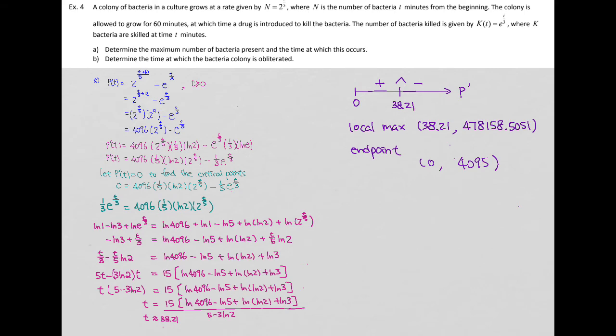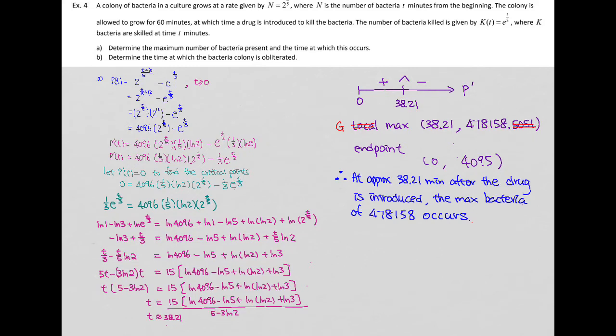Since we're talking about the number of bacteria, you cannot have any decimals. And because it's not becoming one whole bacterium yet, we're going to round down. And as you can see, this becomes our global maximum. Therefore, we will say at approximately 38.21 minutes after the drug is introduced, the maximum bacteria count of 478,158 occurs.